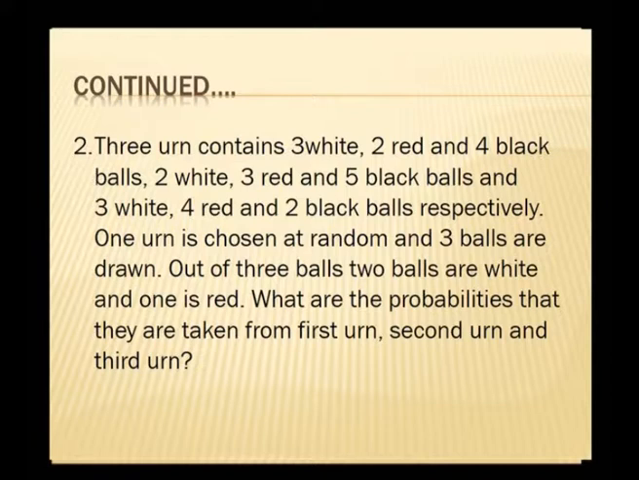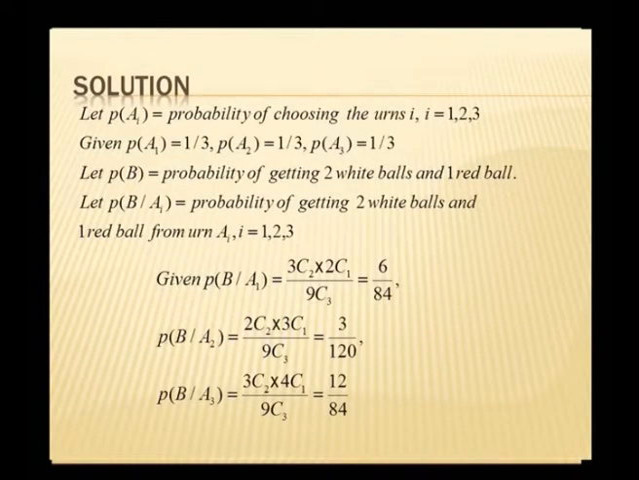One urn is chosen at random and 3 balls are drawn from it. Out of 3 balls, 2 balls are found to be white and 1 ball is found to be red. What are the probabilities that they are taken from the first urn, second urn and third urn respectively? So, in this problem he has given the A1, A2, A3 to be the 3 events of choosing the first urn, second urn and third urn respectively.